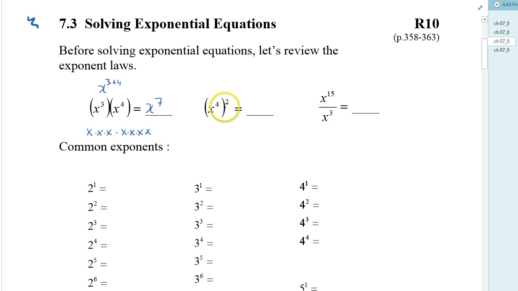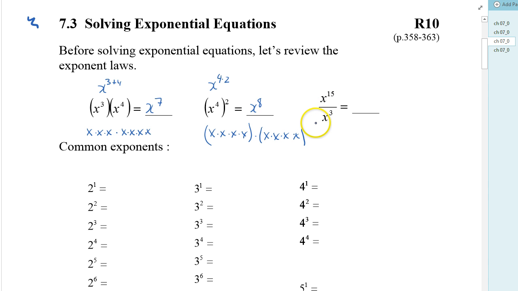What about a power to a power? X to the fourth, all squared. So x to the fourth, just like we had before, would be 4 x's multiplying times each other. And now if it's squared, that's multiplied by itself, right? So now we would have 4 more of them. So how many do we have multiplying all together? We have 8. So this is the same thing as x to the 8th power. So really what you're doing here is multiplying 4 times 2. When it's a power to a power, you multiply those out.